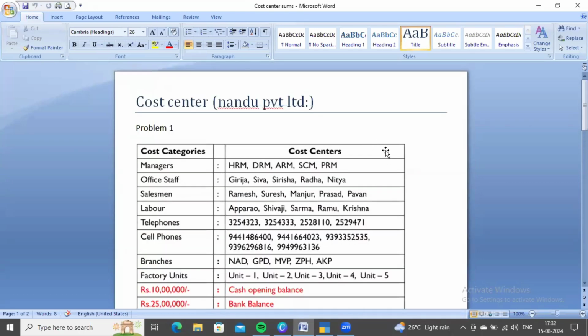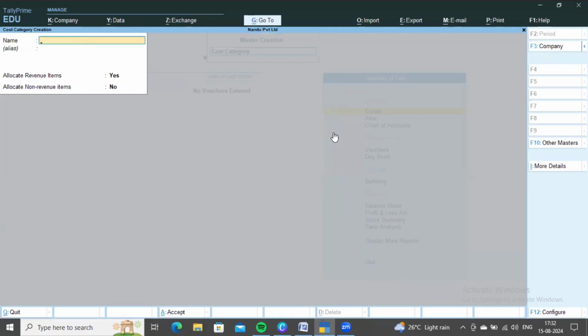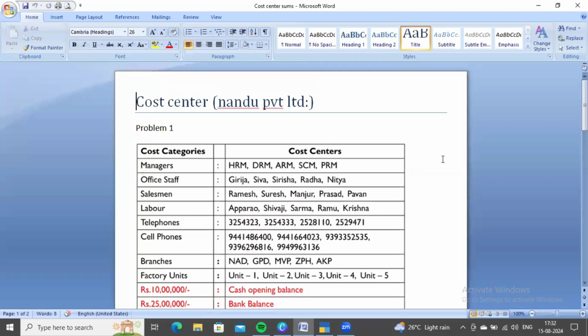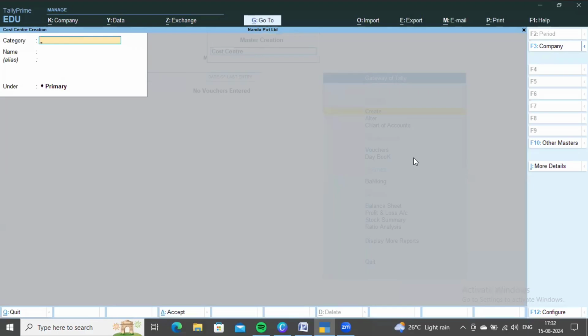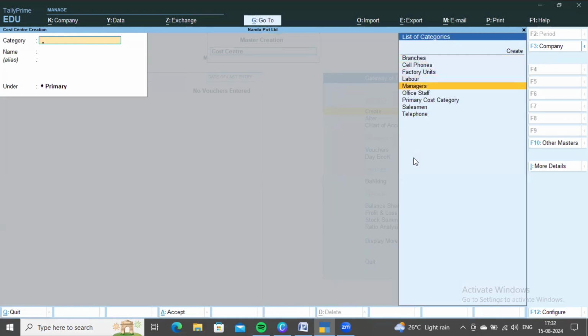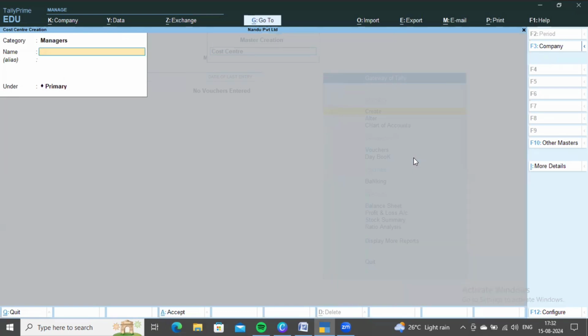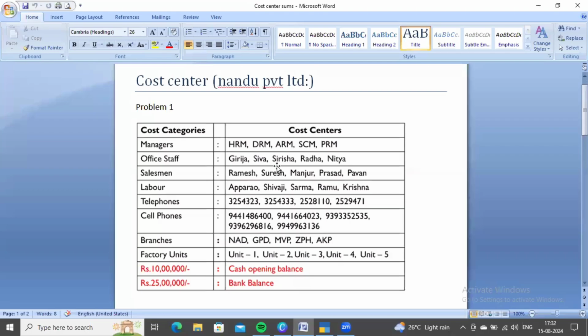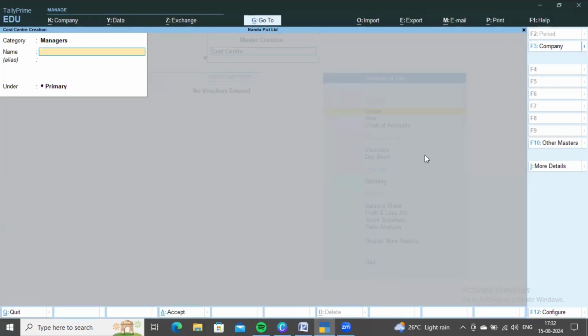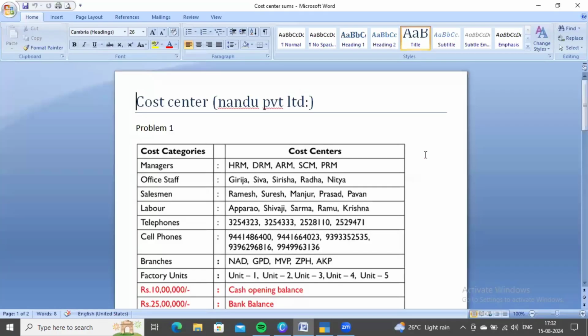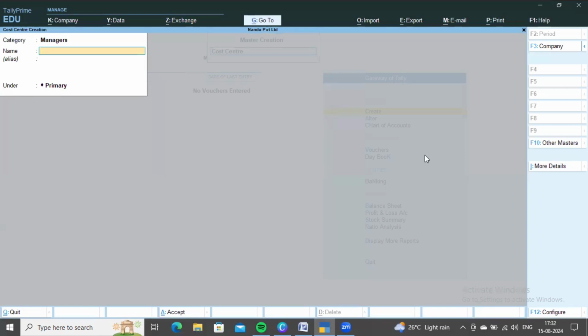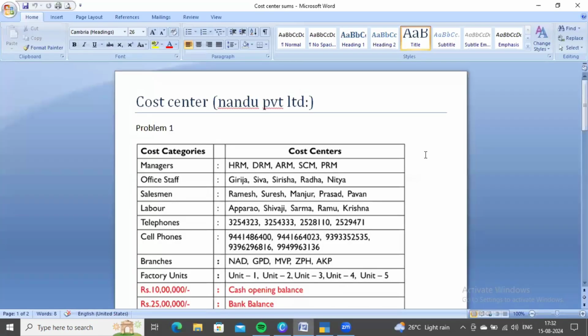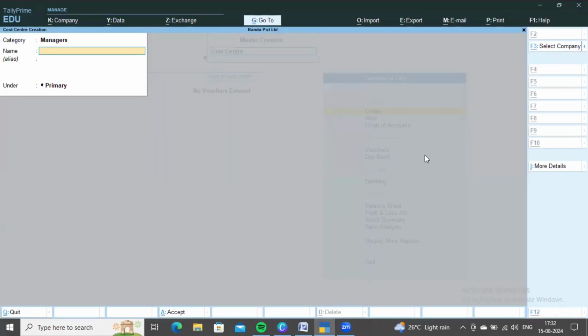Now let us create each cost center that comes under the different cost categories. Go to cost center, and first of all you need to select the category under which this cost center comes. First, managers. Give managers under the cost category column and enter each cost center name: HRM. Next, DRM, which also comes under the managers category. ARM, HCM, and PRM.